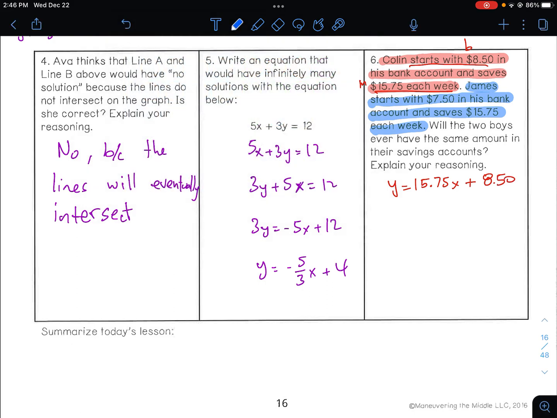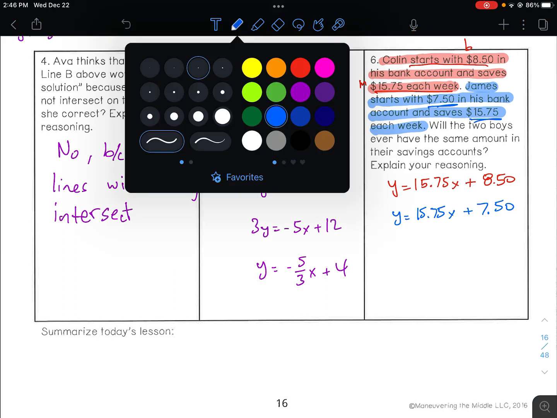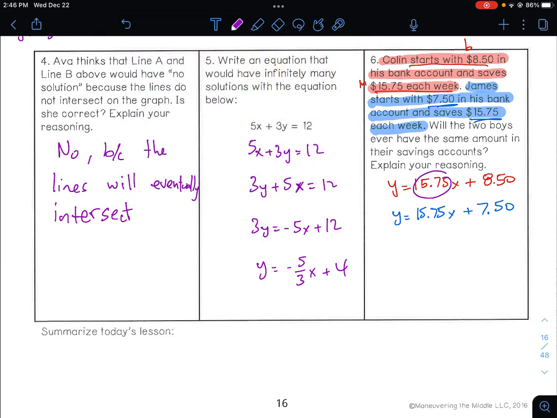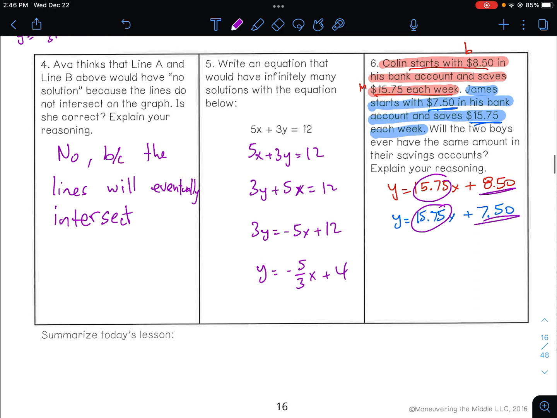Let's do James now. He starts with $7.50, and then he saves $15.75 a week. So $15.75 a week plus he starts with $7.50. Will they ever have the same amount in their accounts? Well, they have the same savings rate, right? He's saving at $15.75 a week, and so is he. But one starts off with more and one starts off with less. Will they ever have the same amount in their account?